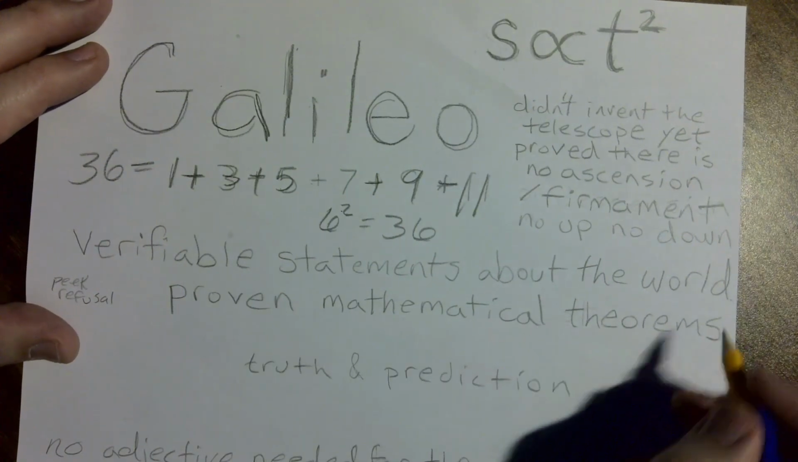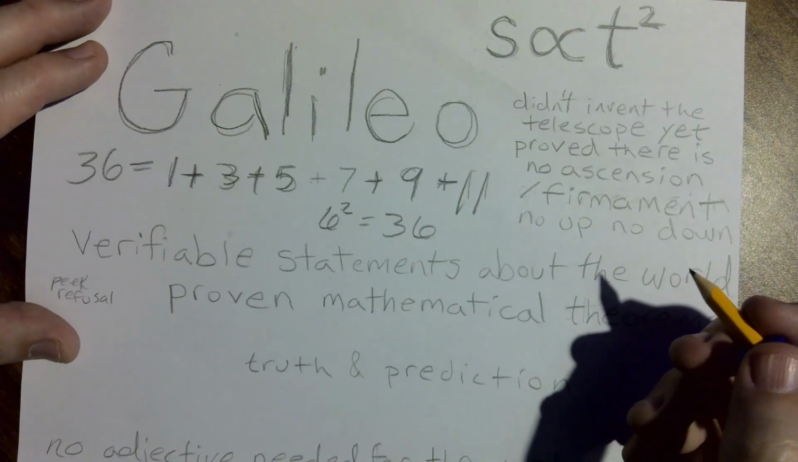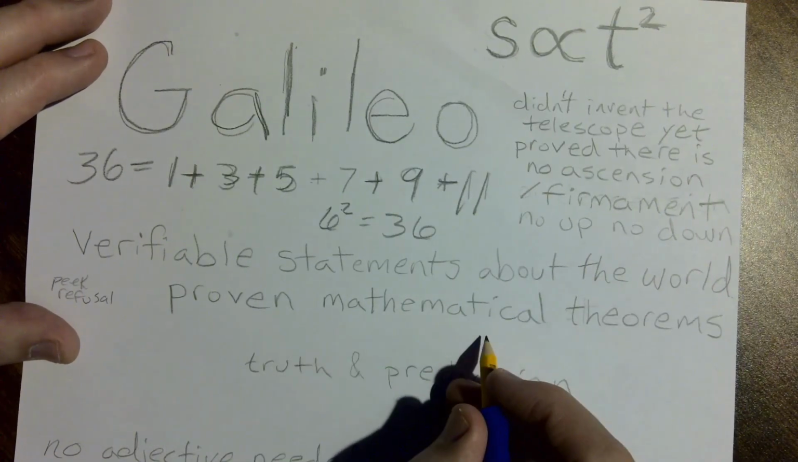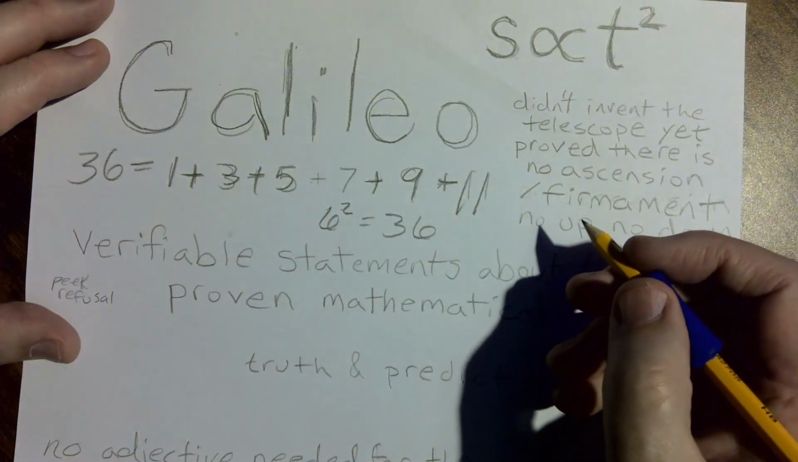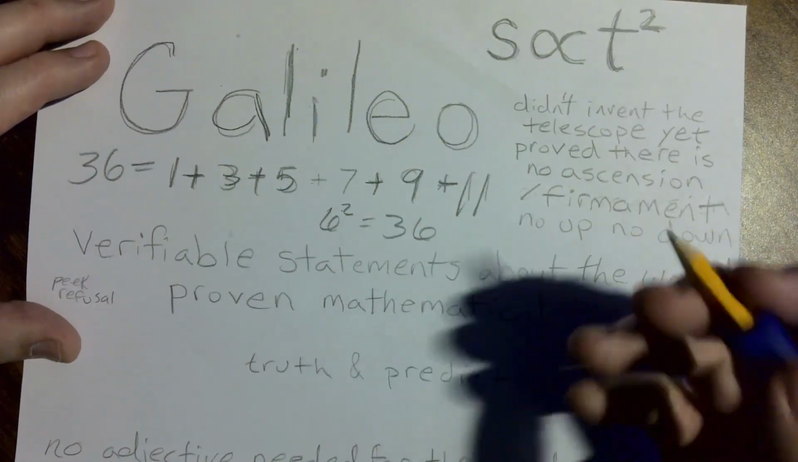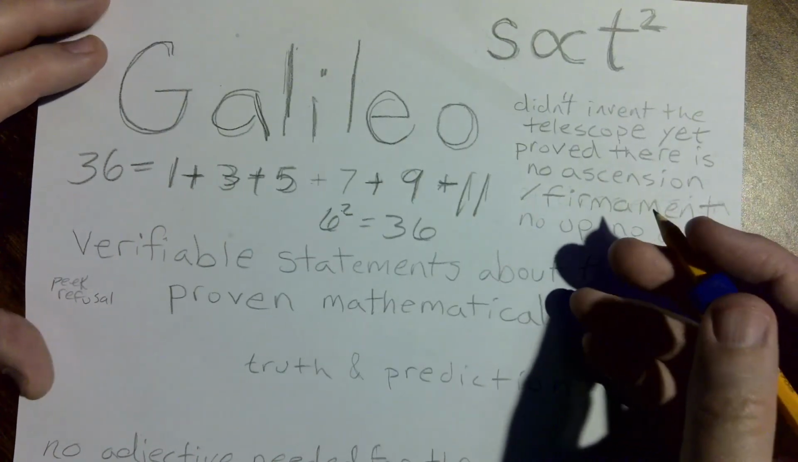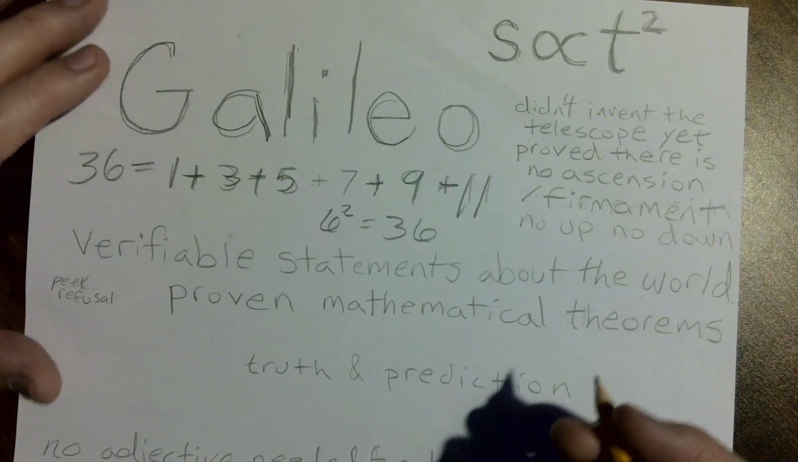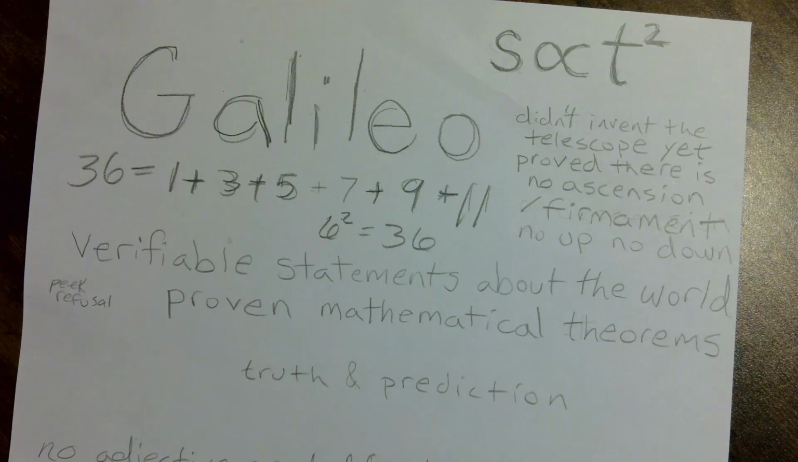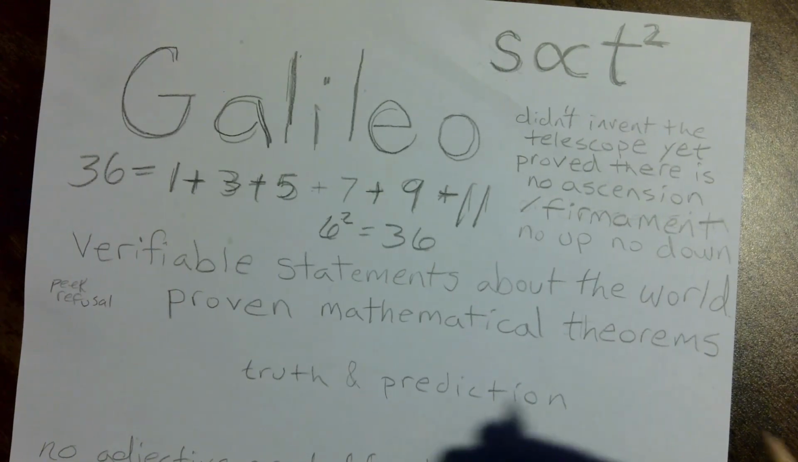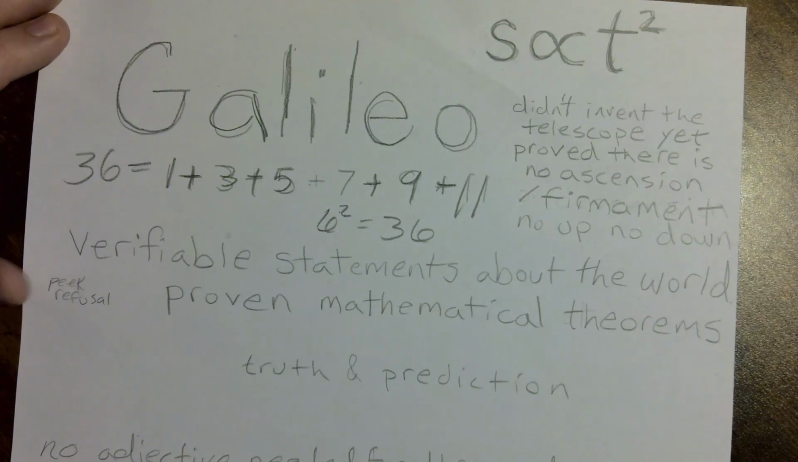Verifiable statements about the world. He took these numbers and connected them to gravity. And then he was able to prove mathematical theorems that related to what was observed and measured in the real world. He could make predictions. He could hypothesize, set up a situation, and say what was going to happen next. And anybody could duplicate that around the world.